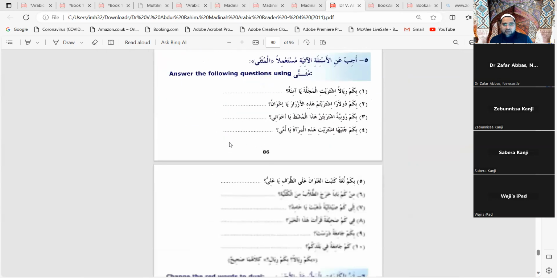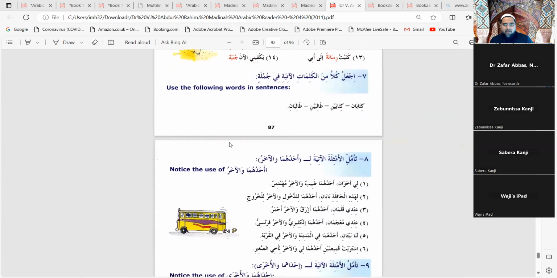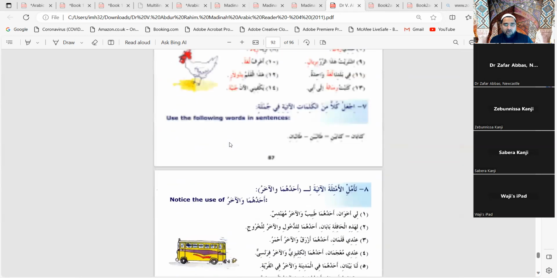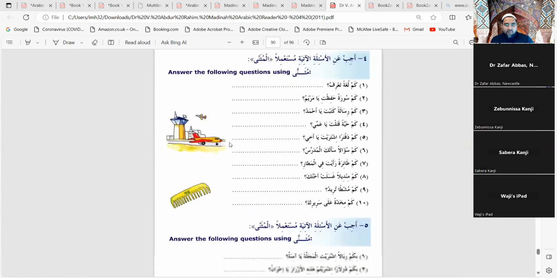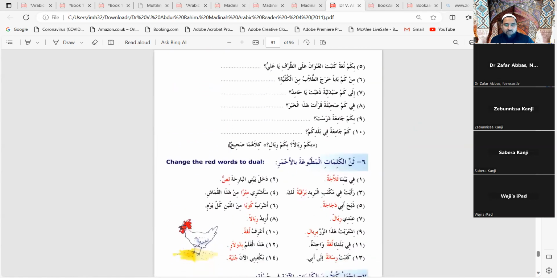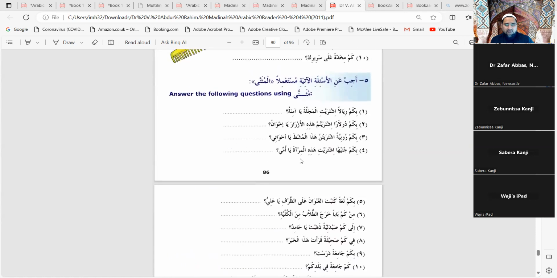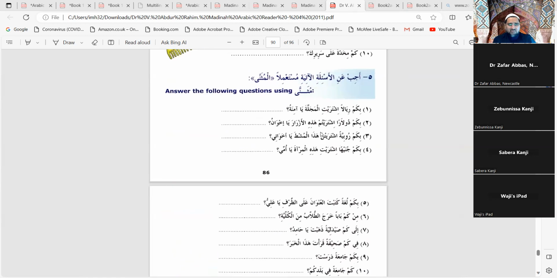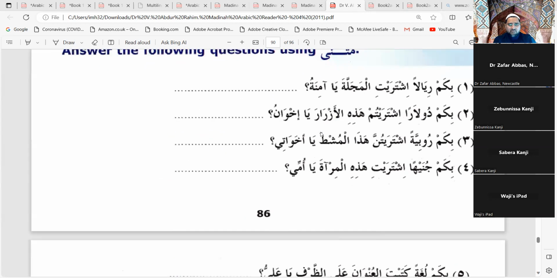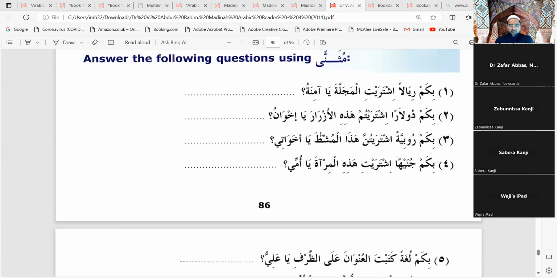Can you do the next exercise? 5, 6, 7, 8, 9. Okay, it's a long exercise. You could do all of this, Doctor Bismillah. Bikam riyalan ishtarayta al-majalla ya Amina? For how many riyals did you buy the magazine, Amina? Ishtaraytu al-majalla biriyalain. Correct.